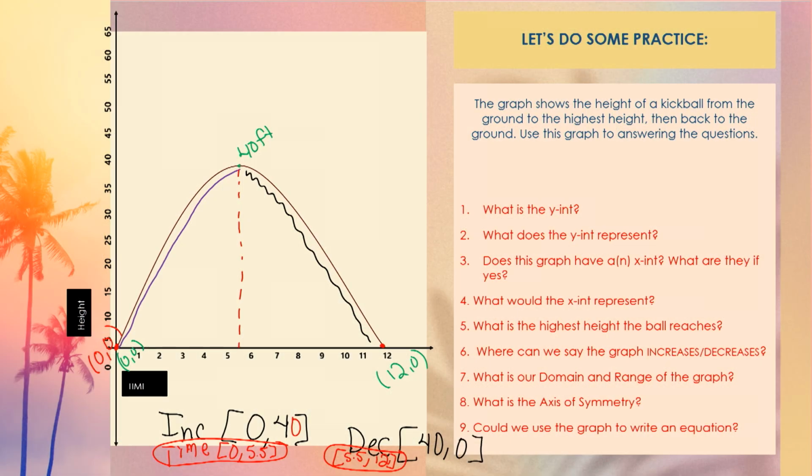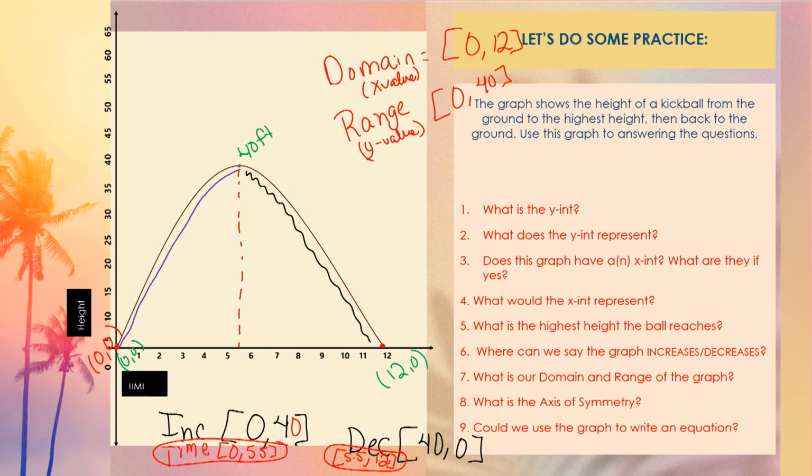It says, what is our domain and range? Whew, it's been a while since we had that question. So I would say that my domain, which has my x values, would be what? What would we say that my domain would be? So my domain would be 0 to 12, and my range would be what? Well, we really talked about it a while ago when we were looking at how we went, and then we came back to the ground. So my range, which deals with my y values, goes from 0 to 40.